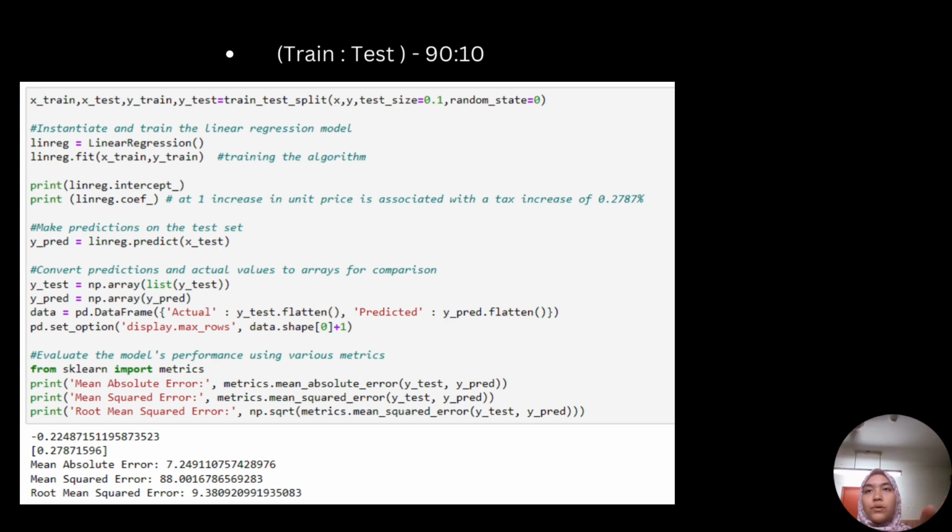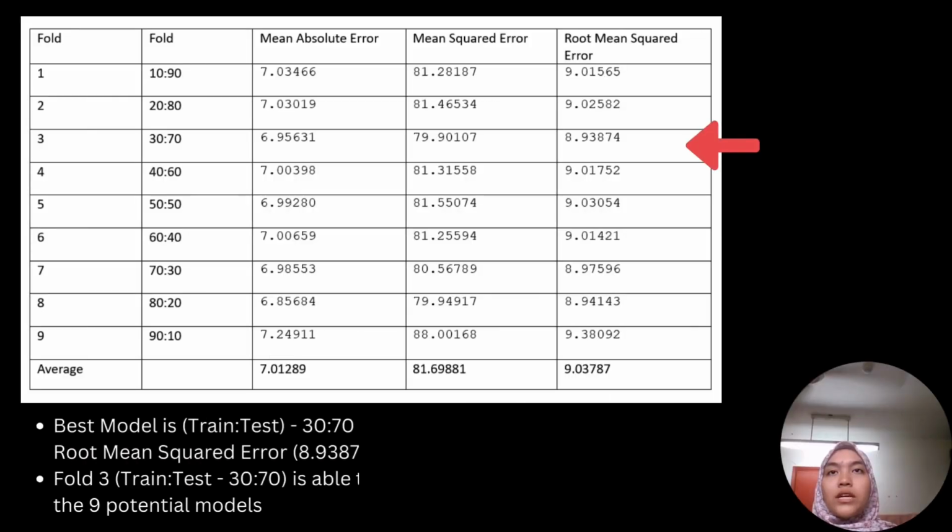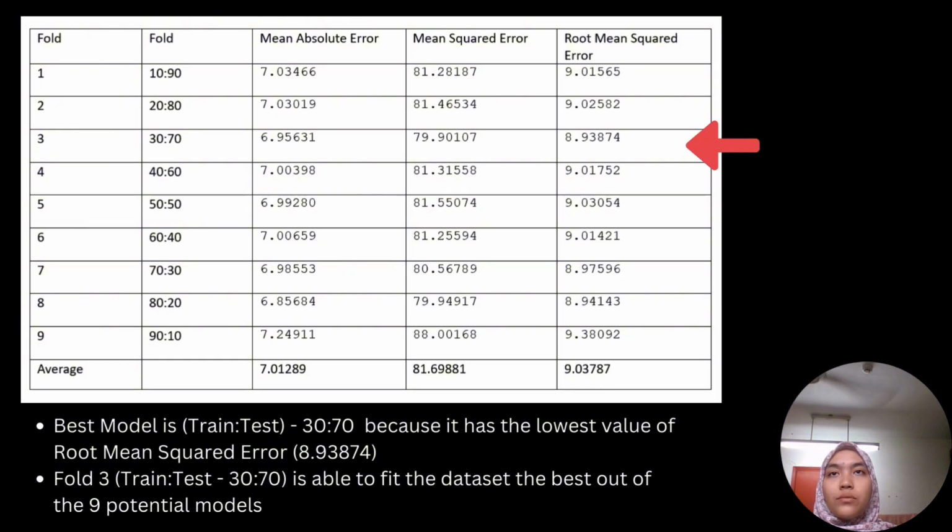And then we make predictions on the test set, and then we evaluate the model and get the value for the mean absolute error, which is 7.2491, and the value for the mean squared error is 88.0017, and then the last value for the root mean squared error is 9.3809. Okay, so this is the overall result that we get, all of the values from the previous train test data.